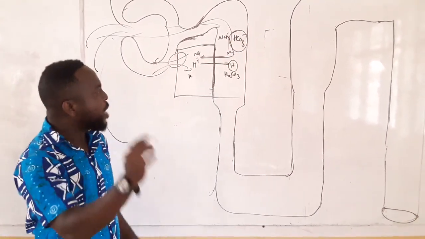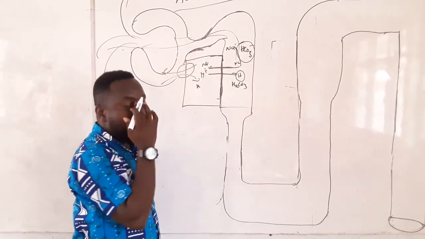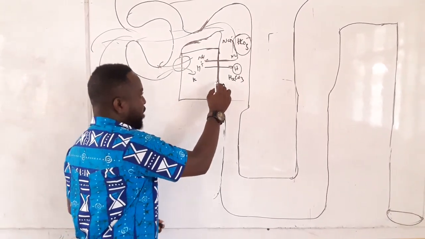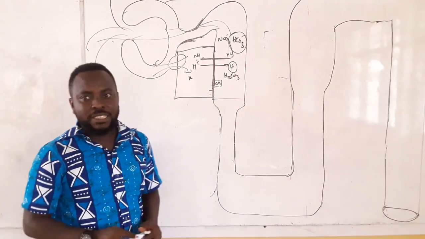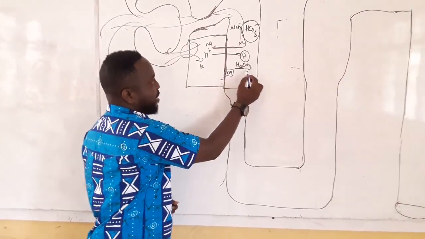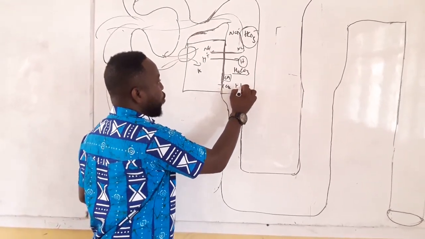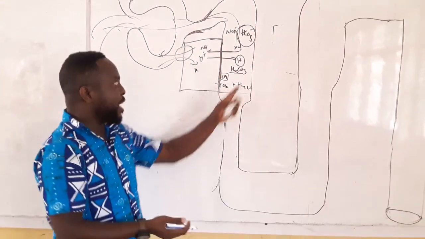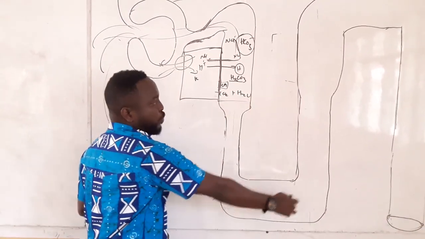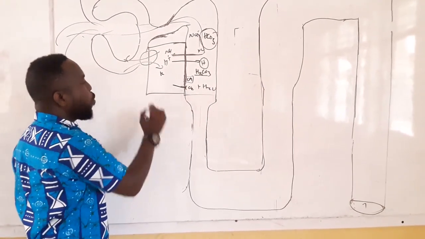Carbonic acid. And when we have carbonic acid, we have an enzyme at the luminal side. The name of the enzyme is carbonic anhydrase enzyme. What this enzyme will do is split this reaction into carbon dioxide and water. Water will continue until it gets out over here. The carbon dioxide will diffuse and go into the cell.